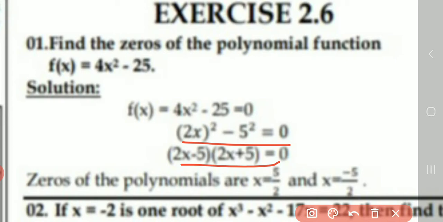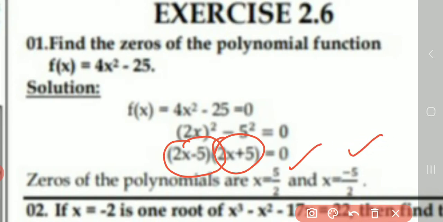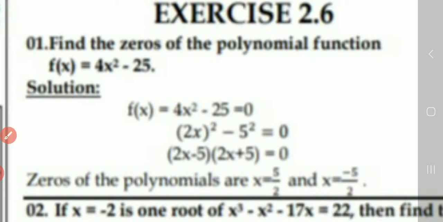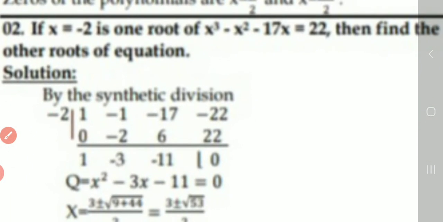From this I can easily get the value of x. That value of x is nothing but the zeros of the polynomial. So from the first factor, x is 5/2, and from the second factor, x is −5/2. So we got x = 5/2 and −5/2. These are the zeros of the polynomial. Let me see the second problem.